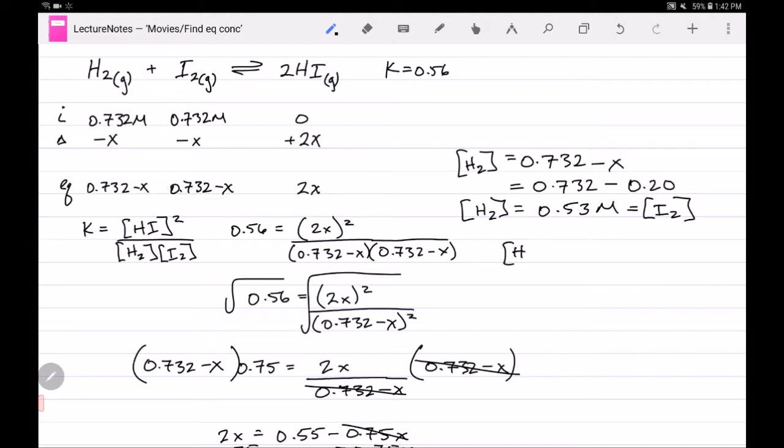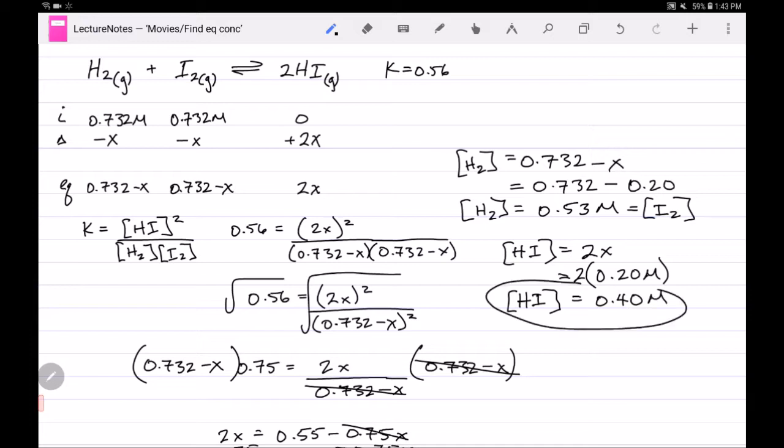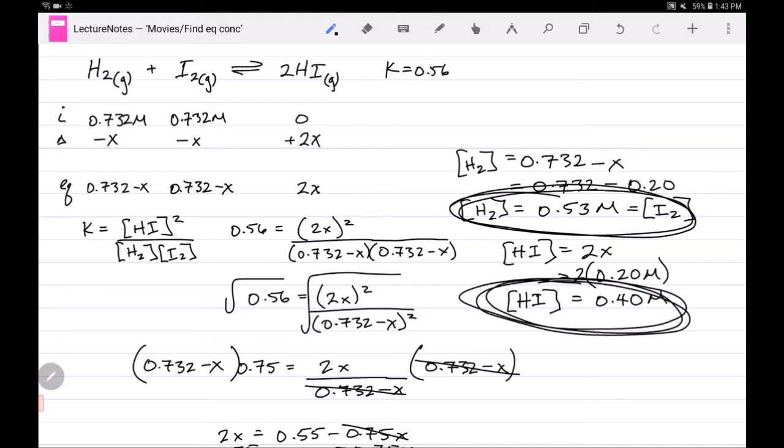The equilibrium concentration for hydrogen iodide is 2x, where x is 0.20. So the equilibrium concentration of hydrogen iodide in this problem is 0.40 molar. So when the system comes to equilibrium, hydrogen will have a concentration of 0.53 molar, iodine will have a concentration of 0.53 molar, and hydrogen iodide will have a concentration of 0.40 molar.